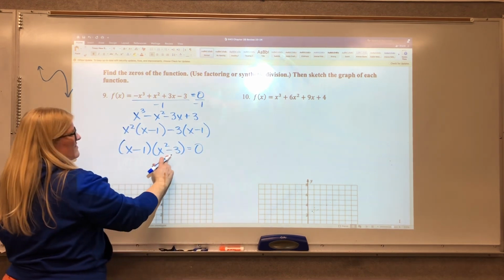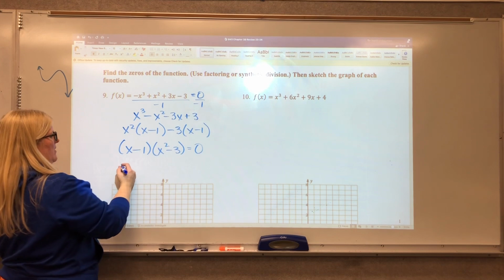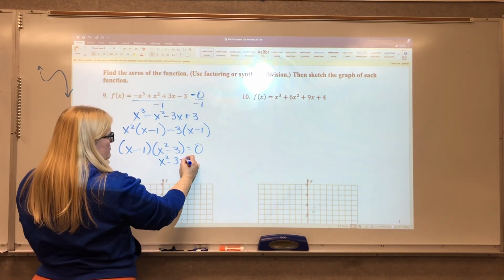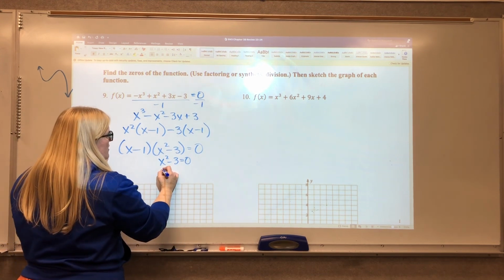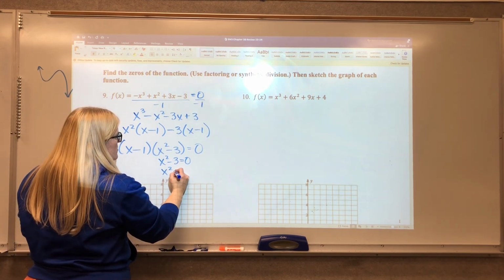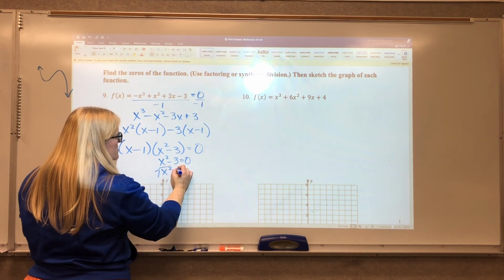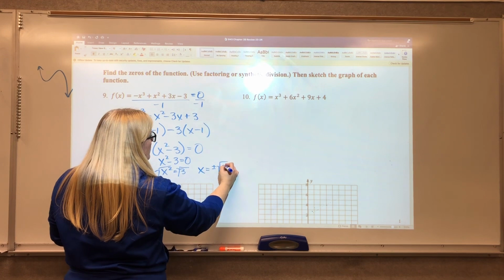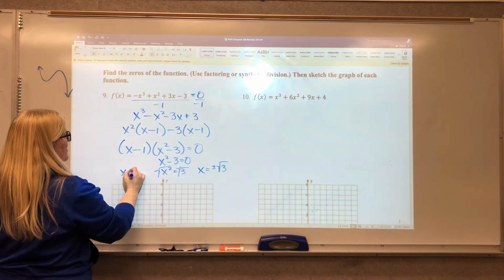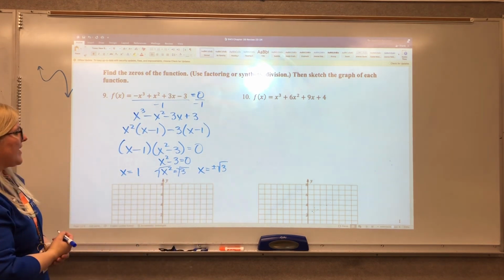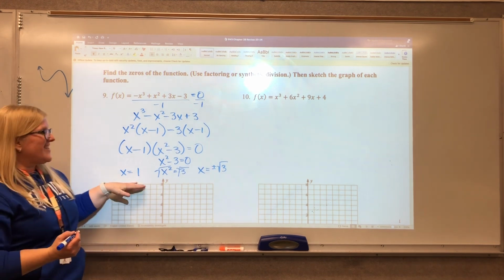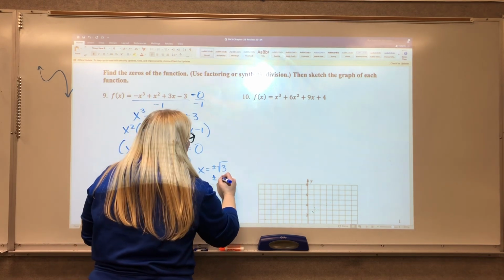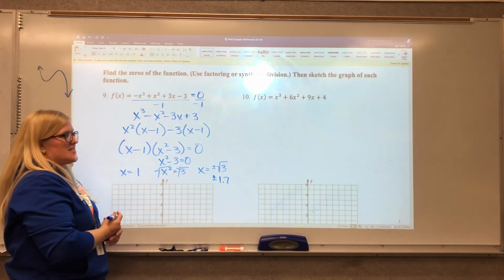So this one's a little strange. So my roots, let me set that equal to 0. x squared equals 3. Take the square root. x equals plus or minus the square root of 3. And over here I have x equals 1. So my roots are 1 and plus or minus square root of 3, which is approximately 1.7.